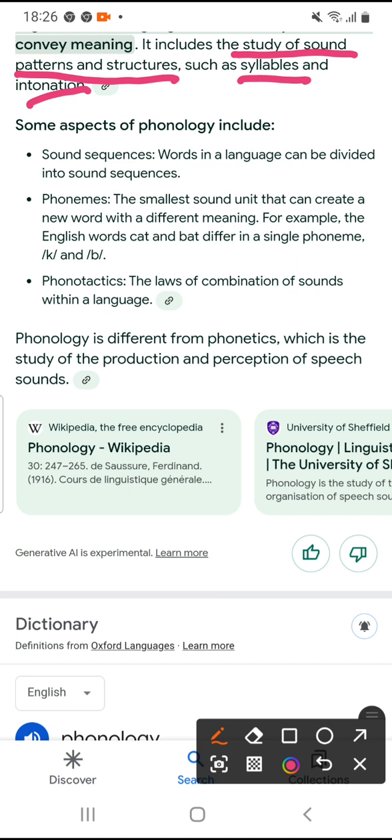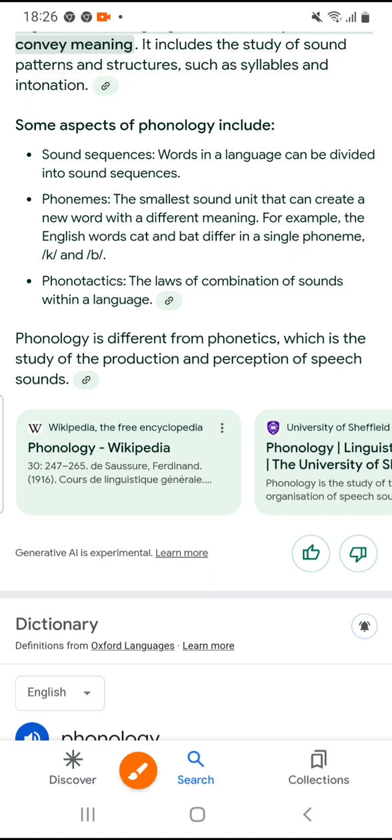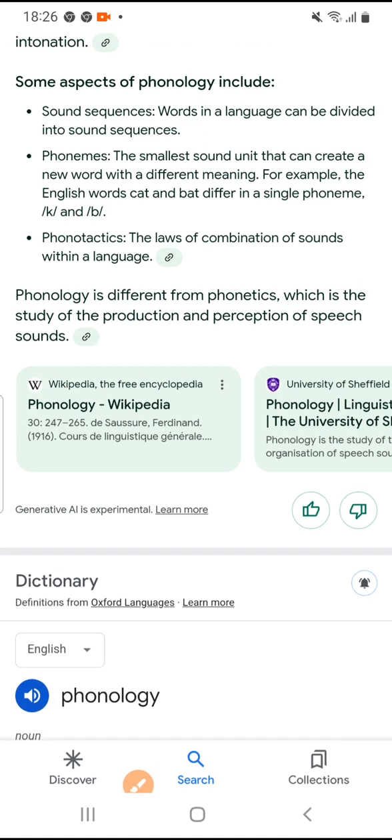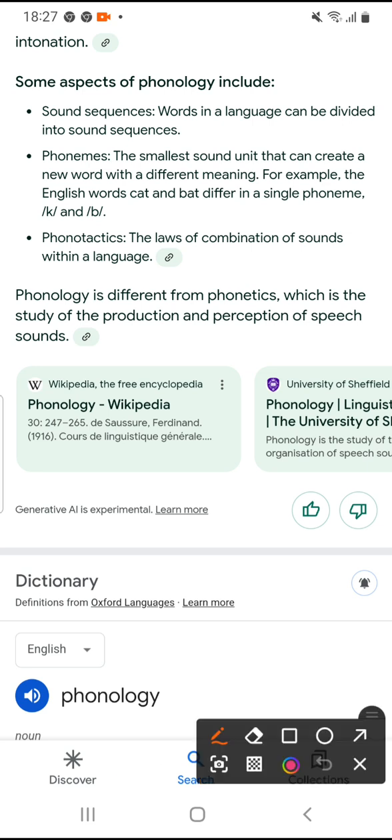Now, some aspects of phonology. What aspects are important? Three aspects are important: sound sequences, then phonemes, and then phonotactics, right? So these are the different aspects we have to remember.